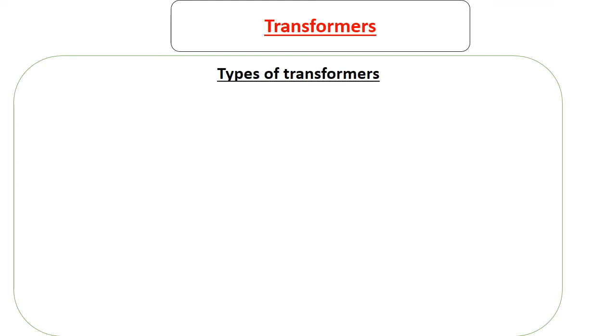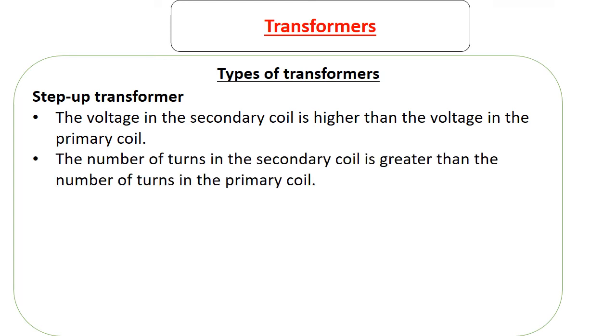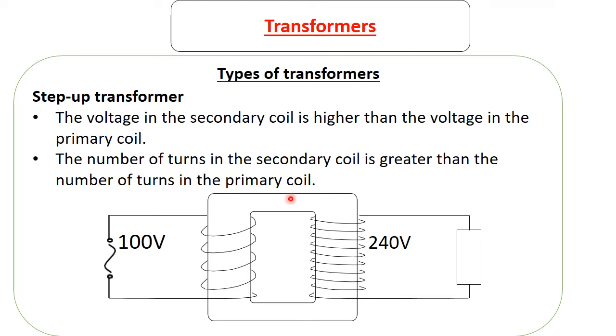Next, we look at types of transformers. There are basically two types of transformers. The first are called step-up transformers. Step-up transformers will get a small voltage and increase it to a higher value. In this type of transformer, the voltage in the secondary coil is always higher than the voltage in the primary coil. The number of turns in the secondary coil is always greater than the number of turns in the primary coil. This is an example of a step-up transformer. The number of turns here is less than the number of turns here. The voltage here is less than the voltage here.